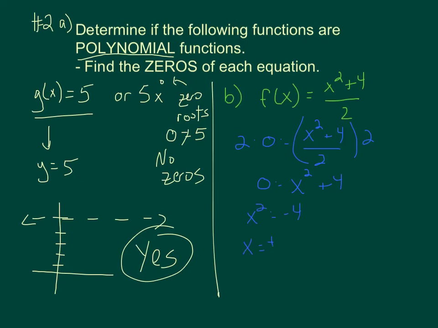So x could be plus or minus 2i when you take the square root? Plus or minus 2i. So those are the zeros. They're complex, which means you won't actually see them if you graph it.